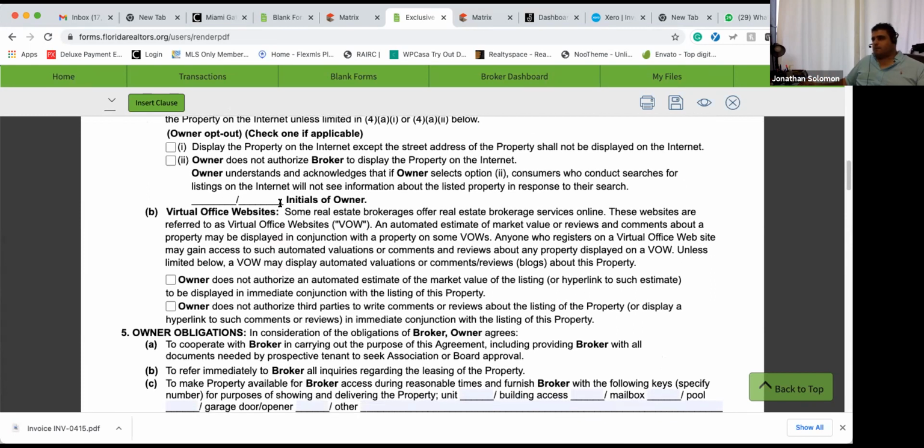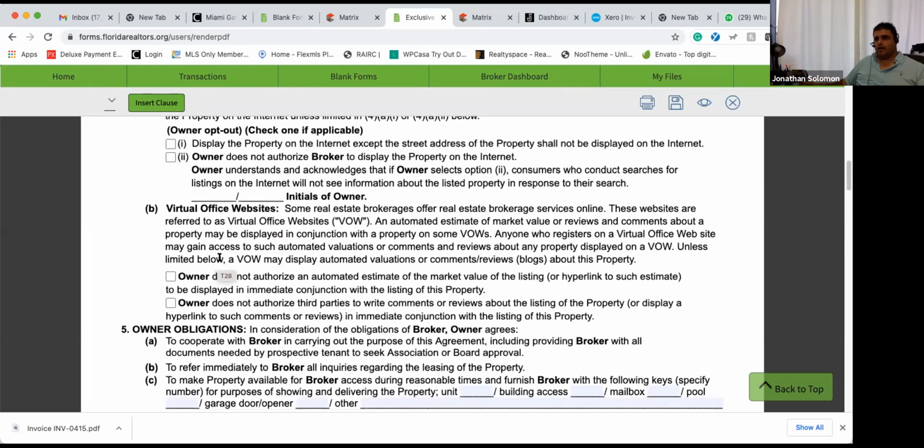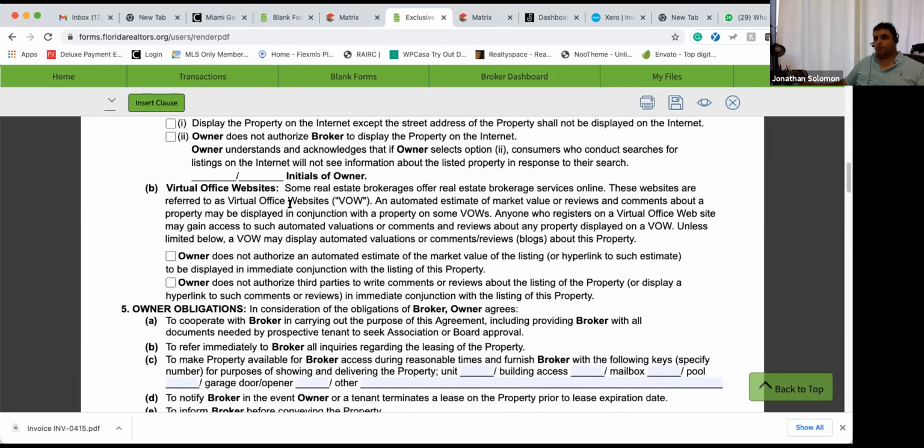Virtual websites are very similar to being on the internet. They refer to advertising the property on virtual webs, virtual office websites. Some landlords don't want that. So again, I go for it. I think it's important to have the property advertised wherever it's possible, but some landlords don't like that.